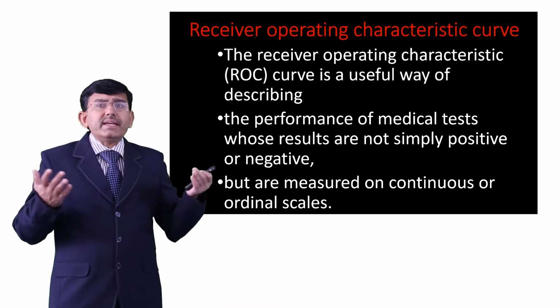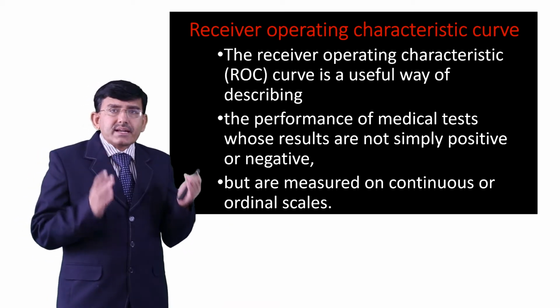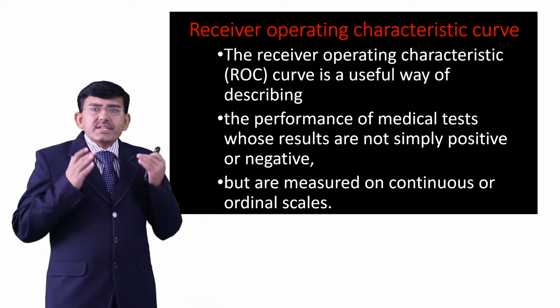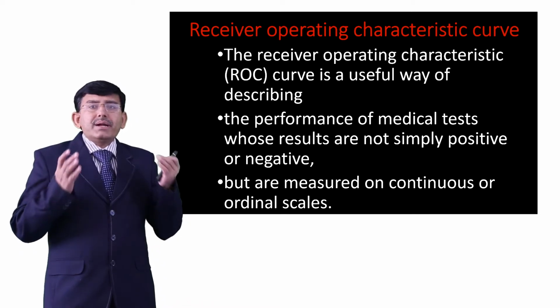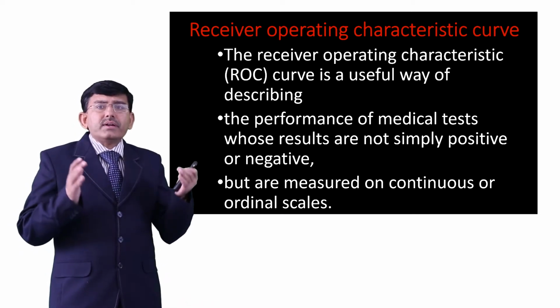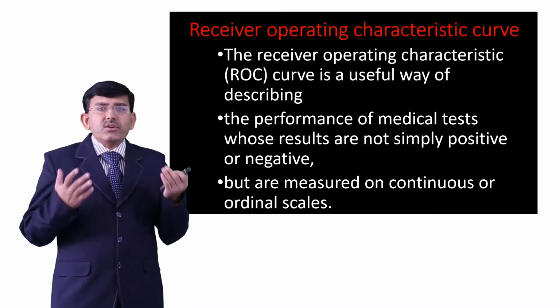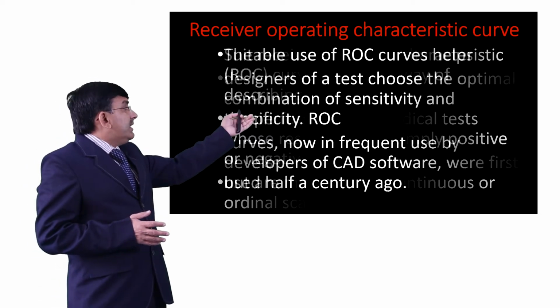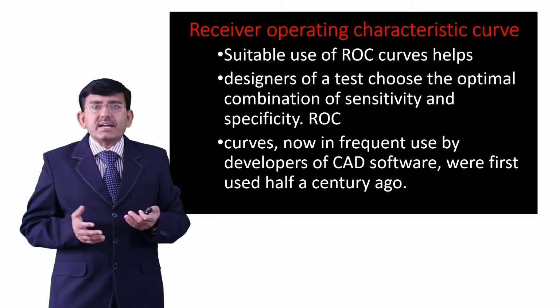The receiver operating characteristic curve is a useful way of describing the performance of a medical test whose results are not simply positive or negative but are measured on continuous or ordinal scales. Means in those cases, we may change the number of population, their location, time and duration, etc.